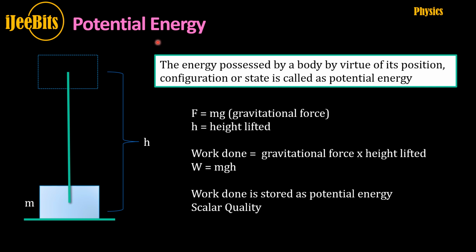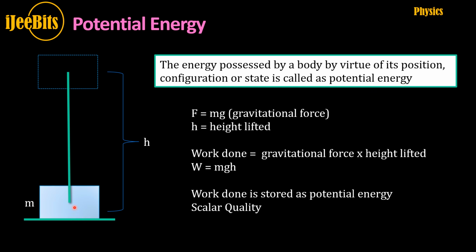What is meant by potential energy? Let's say you have a block of mass m, which is on the ground. You start lifting it to a certain height, let's say h. What this means is that the energy possessed by a body by virtue of its position, configuration, or state is called potential energy.